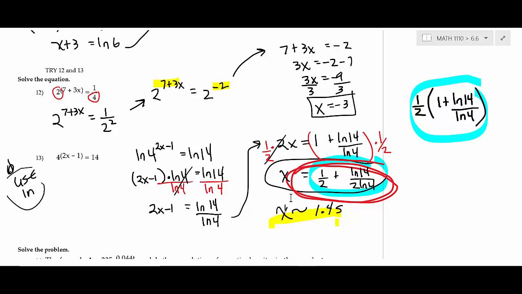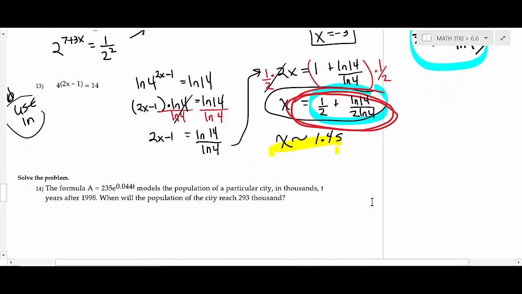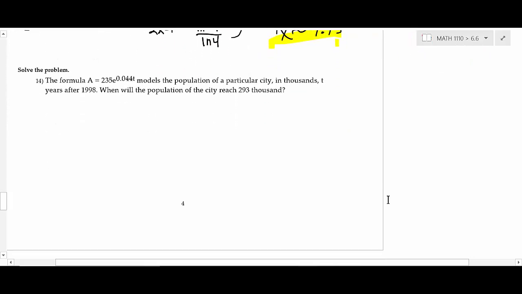I'm going to do one word problem, and then we're going to finish up tonight with a few problems on a calculator, where sometimes you have to solve equations using technology. On this next problem, this is what we're going to get into next week, a lot of applications of exponential and logarithmic equations. This one is given this exponential model. Let's write that down. We have A equals 235 e to the 0.044t.